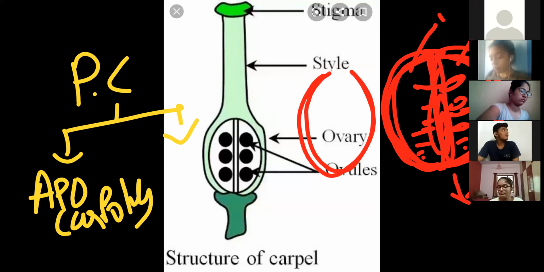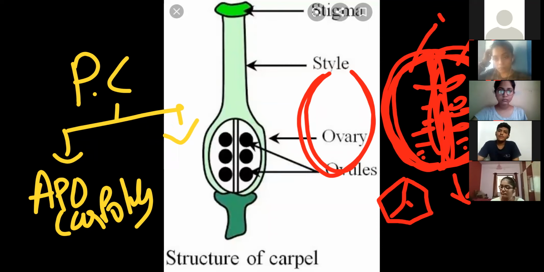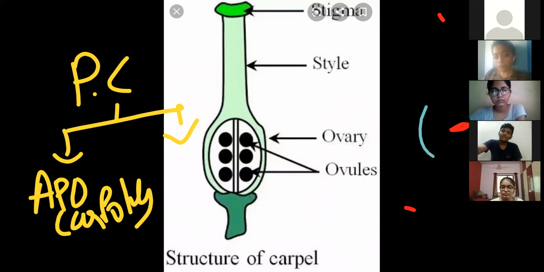Look at lady's finger, when you cut lady's finger also, you get partitions like this, you know? Right? These partitions, with the help of them we can easily make out how many carpels are present. Can you tell me how many will be in capsicum? If we slice a capsicum, how many partitions will we get? On the basis of that we can say how many carpels are present.